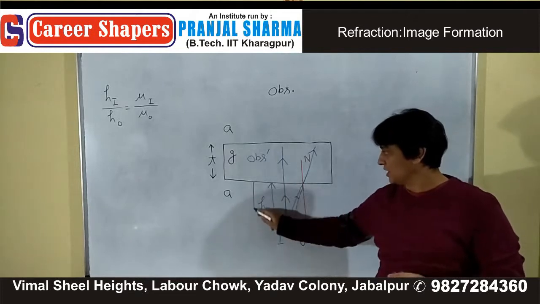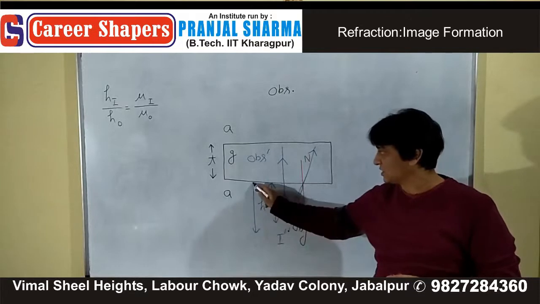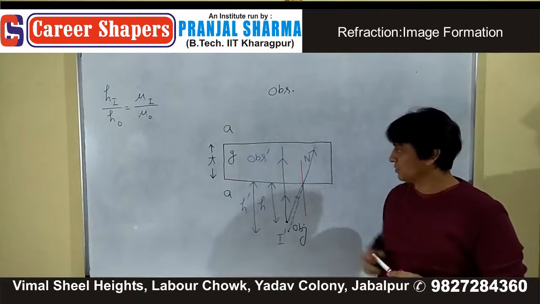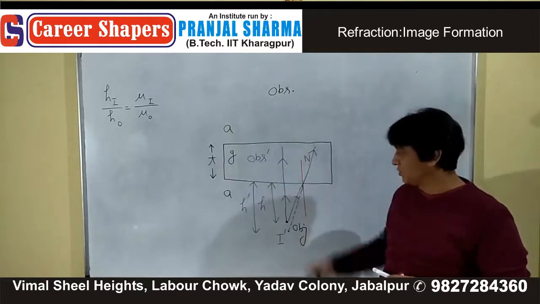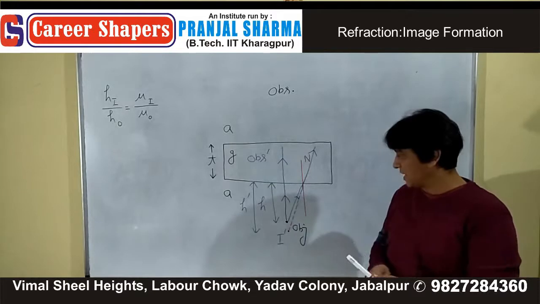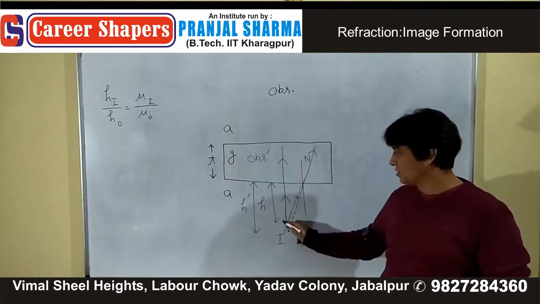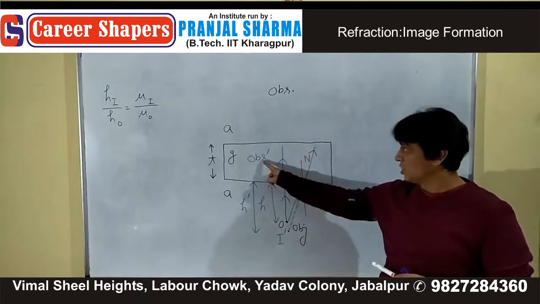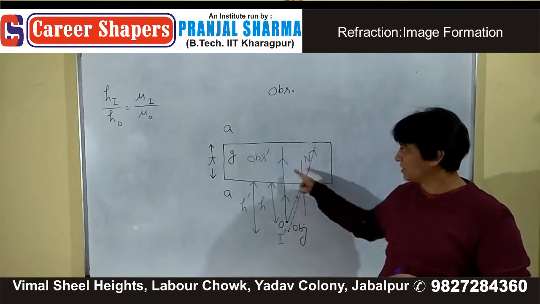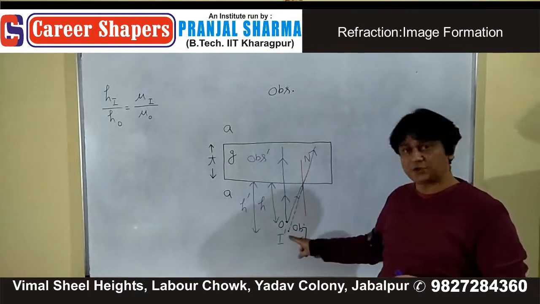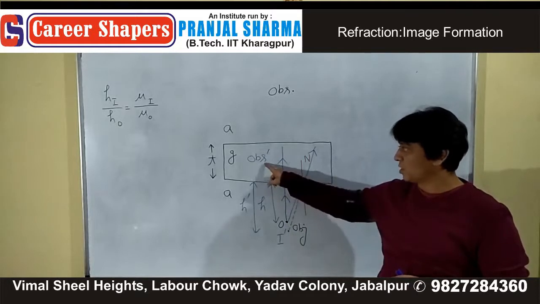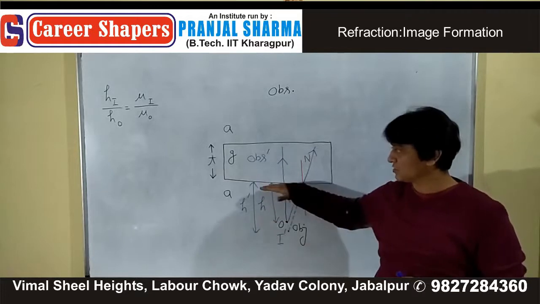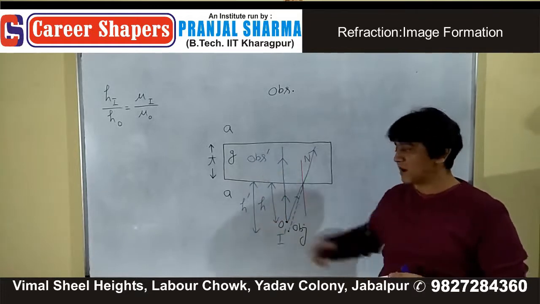Then let's find out this distance h dash, which is seen by the observer. This observer is not going to see the object which is located at this point. That's your object O. This is your image. This observer is going to see this ray and this ray. These two rays meet at I dash. And therefore, this observer finds that the image is at a distance of h dash from this interface of air and glass. Now, the aim is to find h dash.